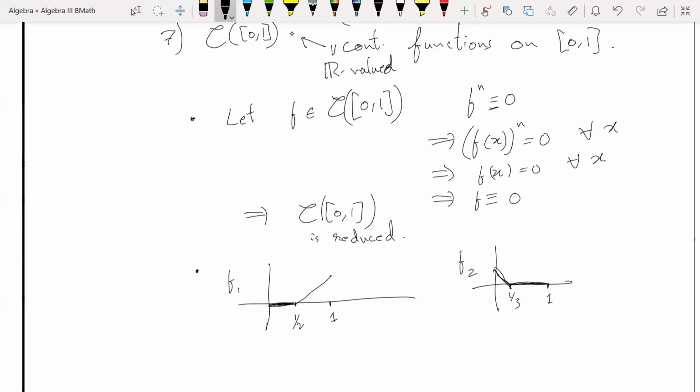So this is still okay, both f1 and f2, and f1 times f2 is identically 0. So this says that this is not an integral domain. But there is something bad about this function. How about if I impose that this is differentiable? Is it still okay? Is it still not an integral domain?